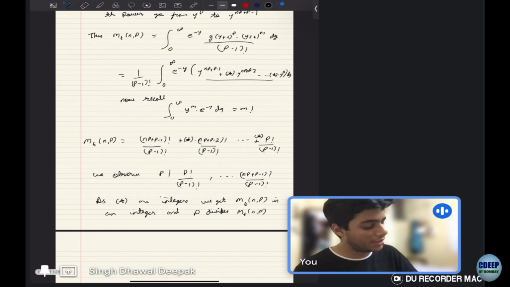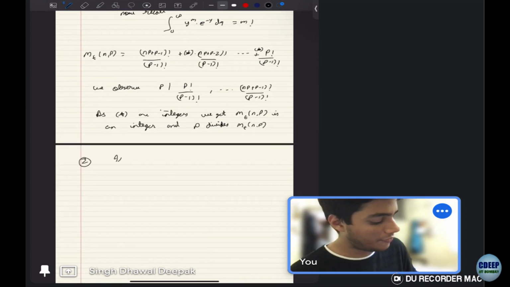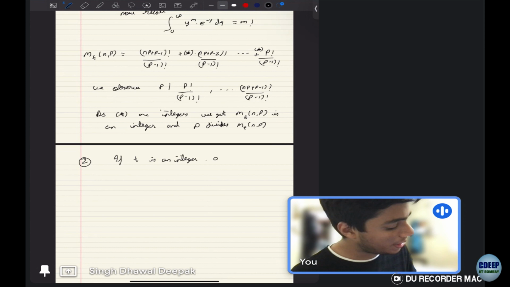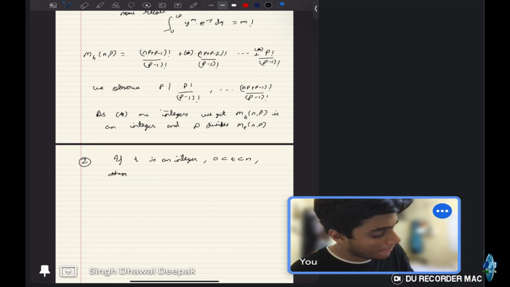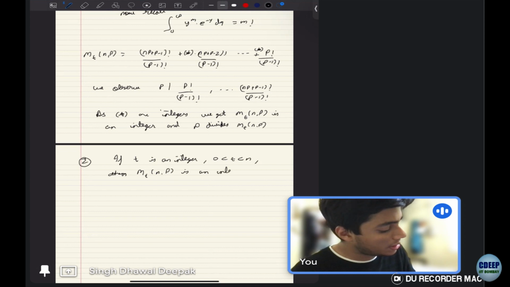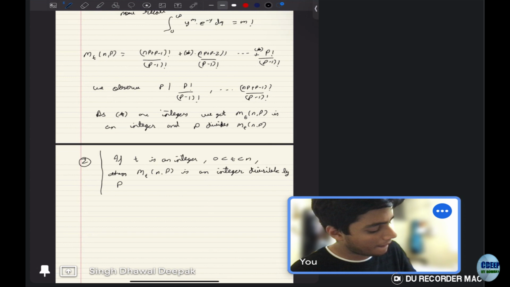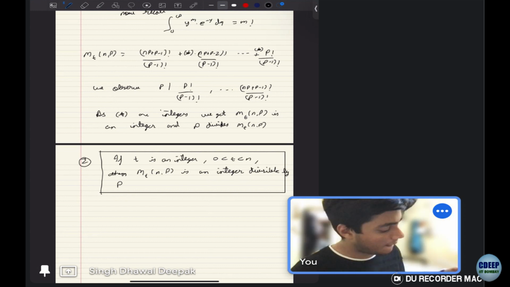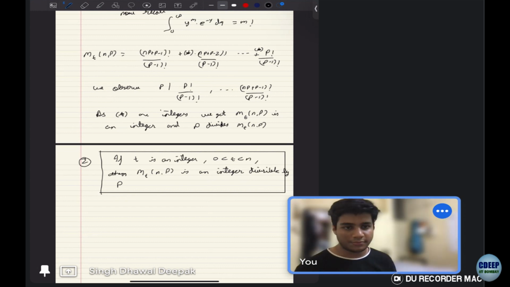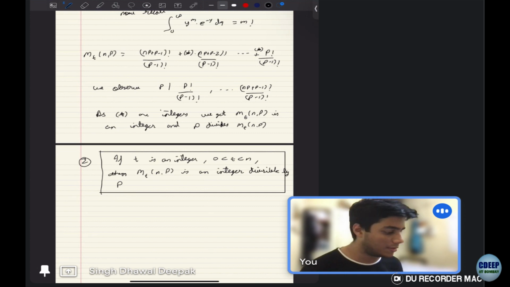So our second observation is that if t is an integer and t is between 0 and n, then M_t(np) is an integer divisible by p. This is our second observation. Let us just take some time to look at it.